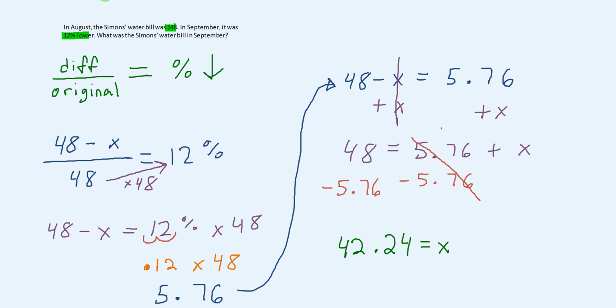But you guys want to be algebra students, so we're going to lead with the variable. So X is equal to $42.24. So a 12% decrease of $48 is $42.24. So the Simons paid a water bill of $42.24 in September. Great stuff.